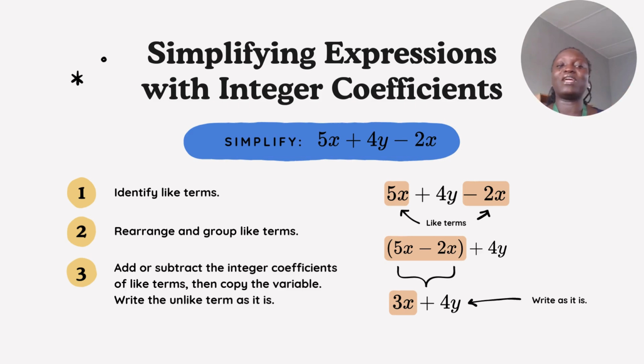So we are going to bring 5x together with 2x, with the sign that is in front of it. That means 5x minus 2x plus 4y. That's just like collecting like terms. Now 5x minus 2x will give us 3x plus 4y. Then we write it as it is here.